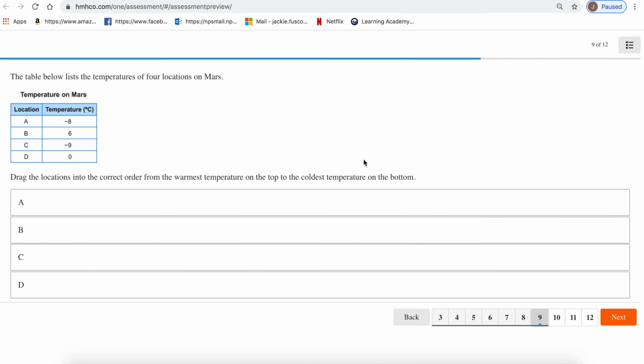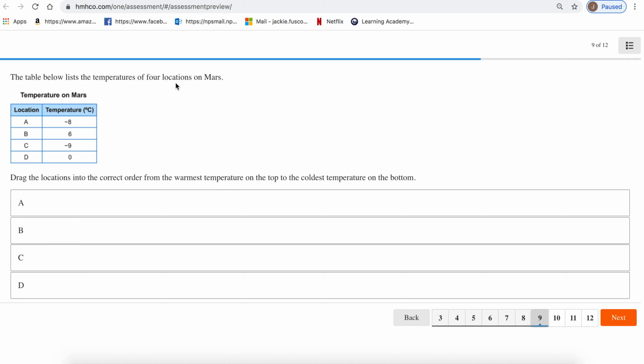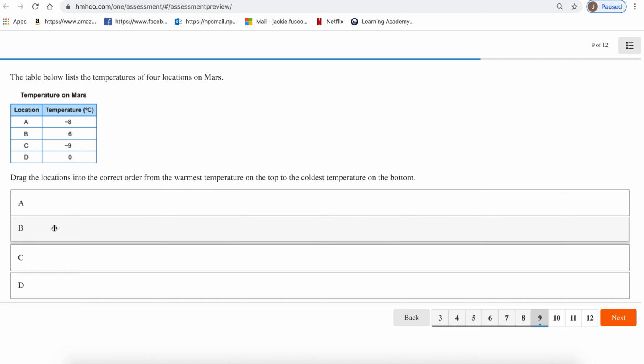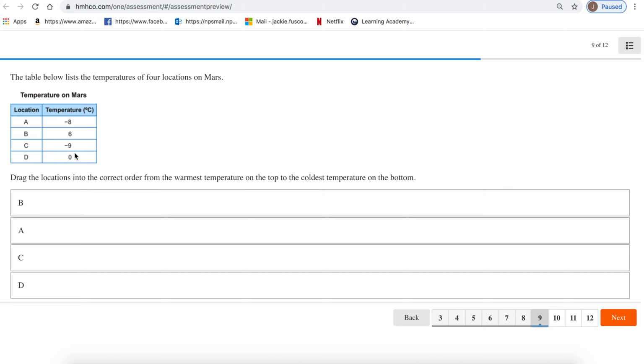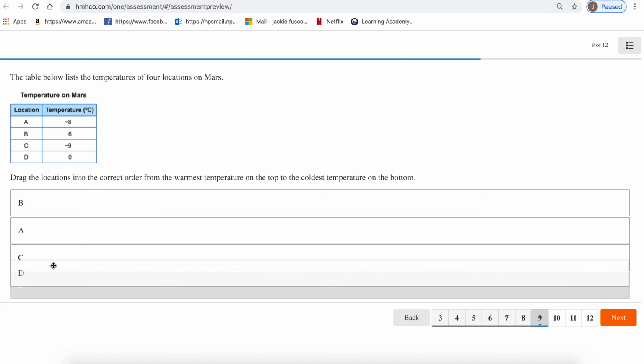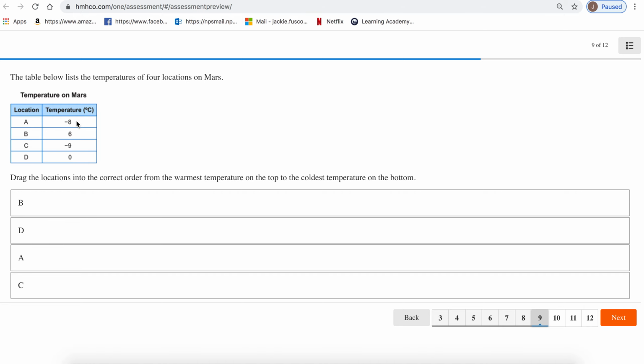Okay, number 9. The table below lists the temperatures of 4 locations on Mars. Drag the locations in the correct order from the warmest, so remember warmest is going to be the highest number on top, to the coldest, which is the lowest temperature. So if I look, my highest temperature here is going to be a positive number, which is 6. So that is B. Then after that I have a 0, which is D. And then I have 2 negative numbers. Okay? -8 is greater than -9, right?